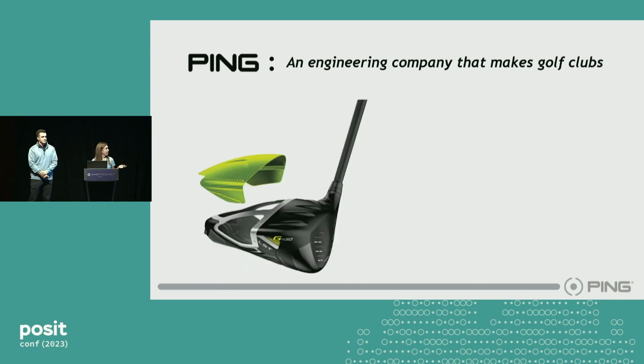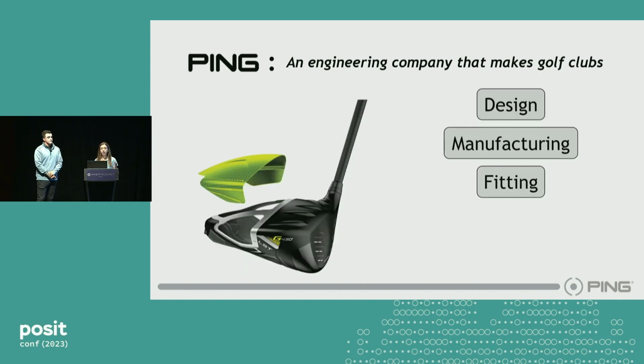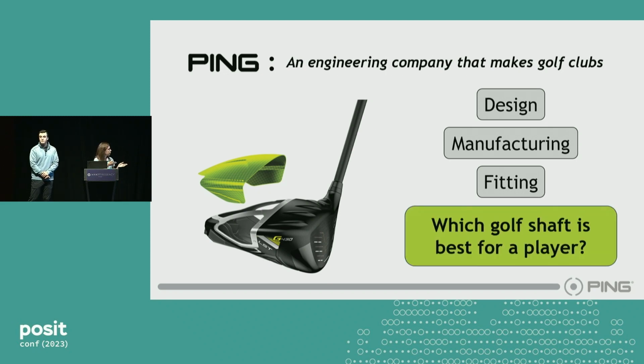The process of making a club, from an idea to manufacturing it to ultimately putting it in a player's hands, has changed greatly since our company's inception almost 60 years ago. So today we're going to talk a little bit about how the tools in R, Python, and Shiny have made this process more streamlined for both our external consumers and our internal engineers. To walk through this entire workflow, we can give an example research question that we might have, such as, which golf shaft is best for a player?